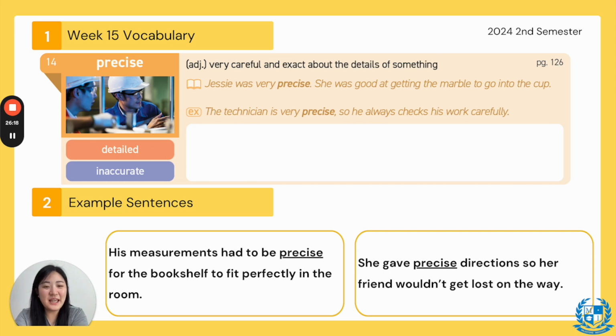Next, it says she gave precise directions so her friend wouldn't get lost on the way. Instead of just saying, okay, so when you go straight, take a right, and then go left, and then turn around, you can say, okay, so go straight until you see the stop sign, and then take a right. After you see the candy store, then take a left. You have to be precise, being more detailed.